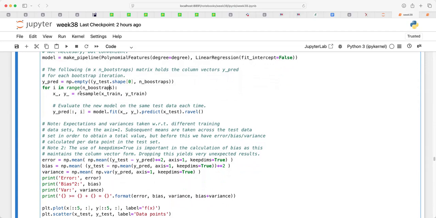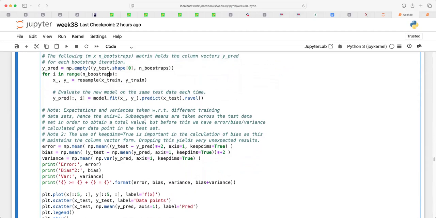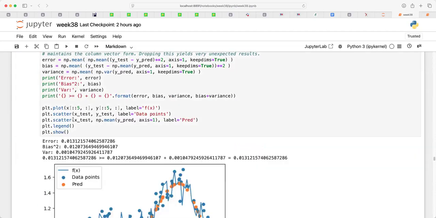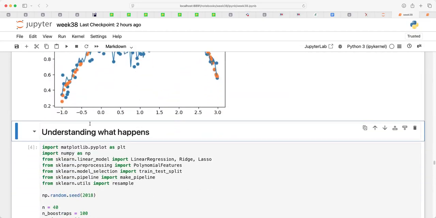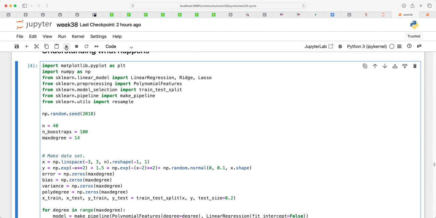I resample, so this is my bootstrap. I resample X train and Y train, and then I make a prediction. That is my model fit. And I use the test data, and with that, I calculate the mean squared error, the bias, and the variance. And when I plot it, you're going to see something. No, this is the next example, sorry.